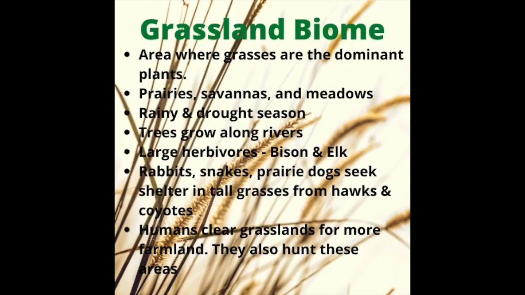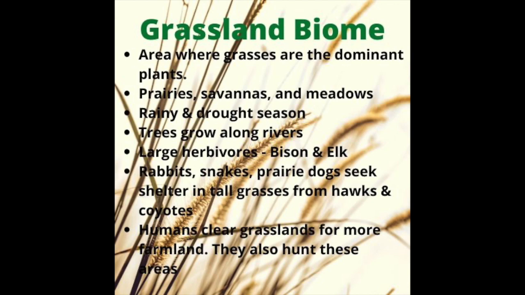Grassland biomes are our next land biome that we're going to talk about. These are simply areas where grasses are the dominant plants. Some of you may be familiar with them being called prairies, savannas, or meadows. In a grassland, they have both rainy seasons, but they also have a drought season. Because of the drought season, their trees are going to grow along the rivers rather than out in the open in a clump of forest.